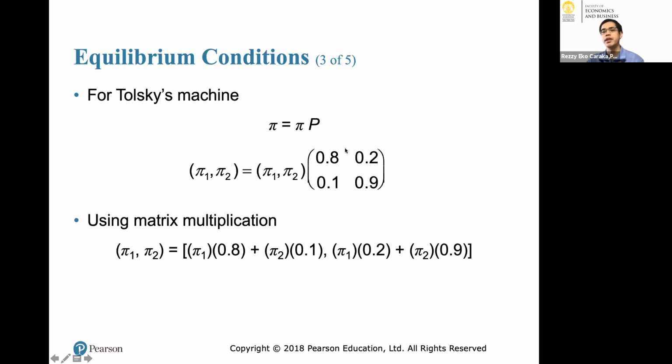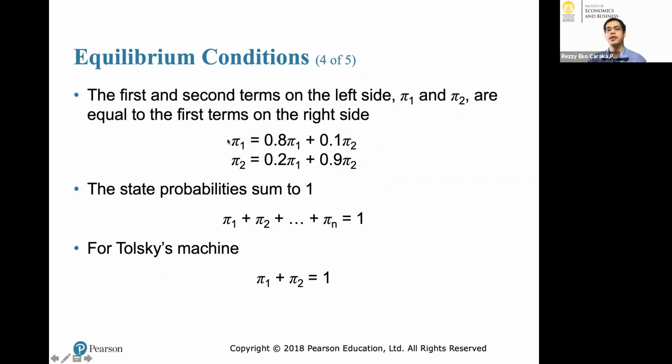So this is our transition matrix, 0.8, 0.2, 0.1, 0.9. So you can do the multiplication with this information: pi 1, pi 2 times the matrix 0.8, 0.2, 0.1, 0.9. So it's quite easy using this information. And you can get every condition by using the information. For example, the first constant terms on the left side. So these are our conditions. And the pi 1 and pi 2 terms are equal to the first terms on the right side. So it should be equal.